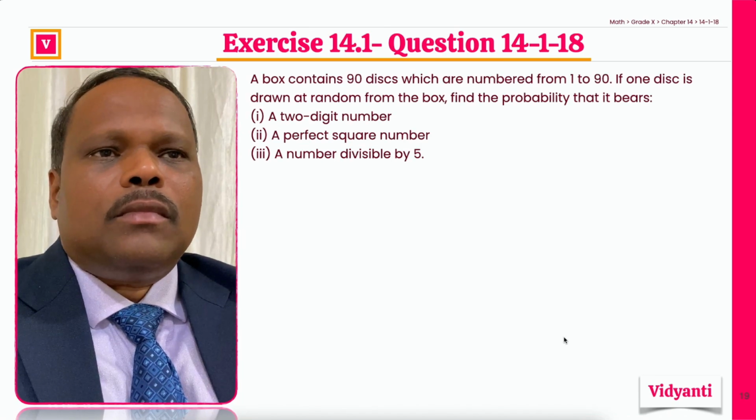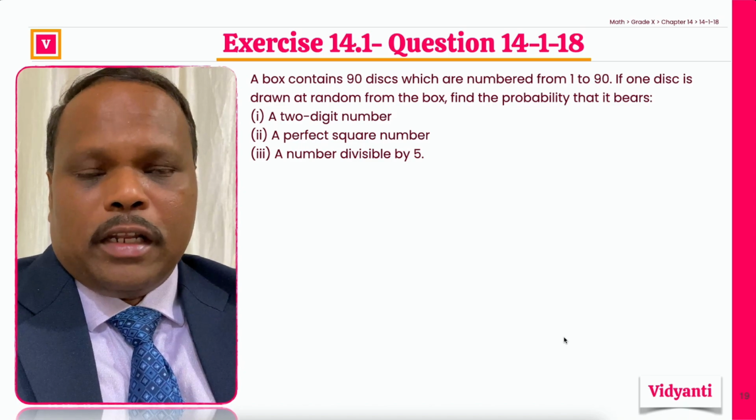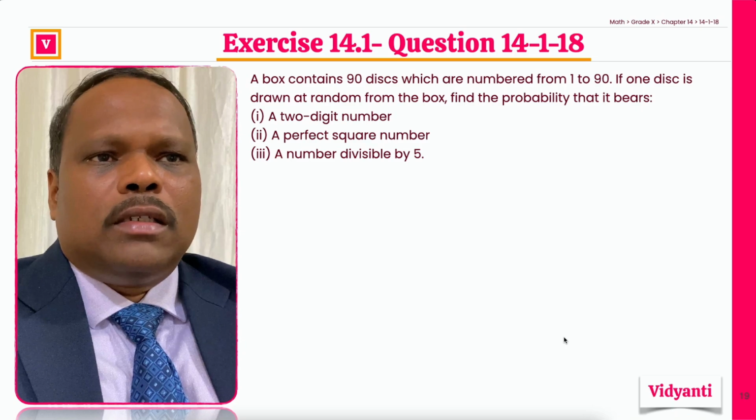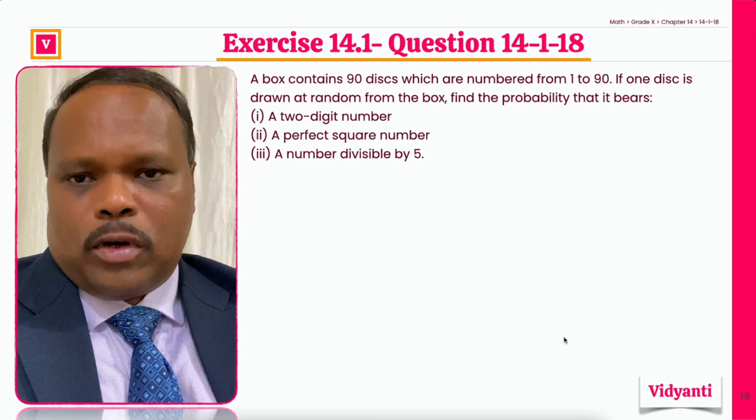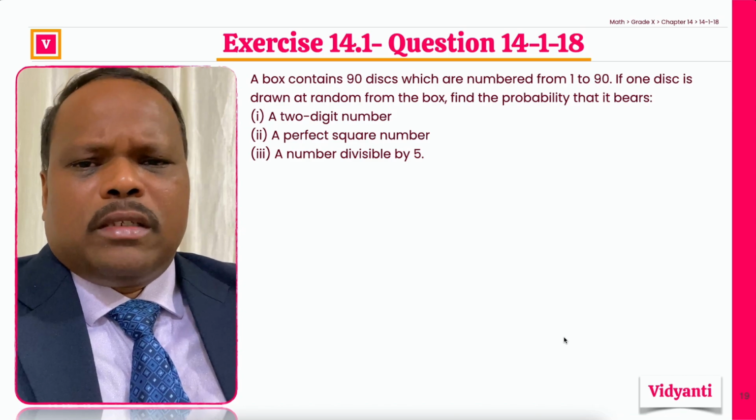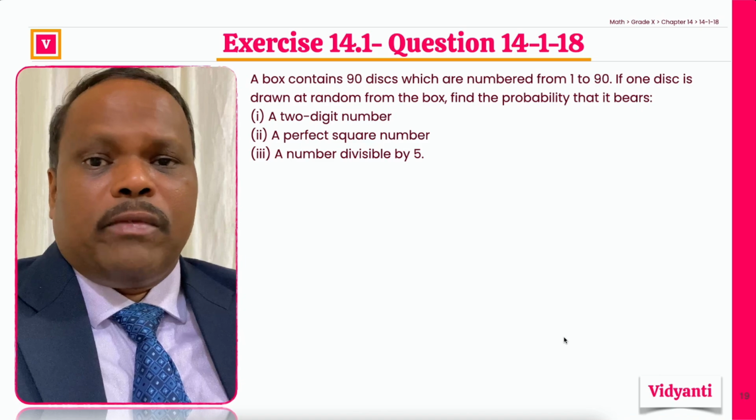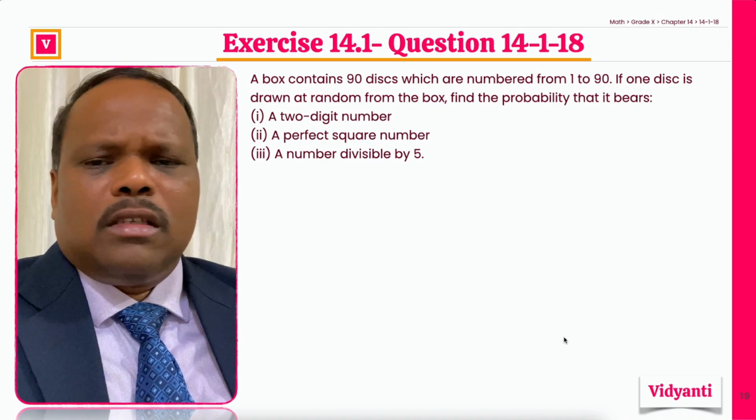14.1.18. A box contains 90 discs which are numbered from 1 to 90, and one disc is drawn at random from the box. When they say random, it means equally likely, so there is no bias. That means there is nothing specifically preferable. Everything is equally likely.